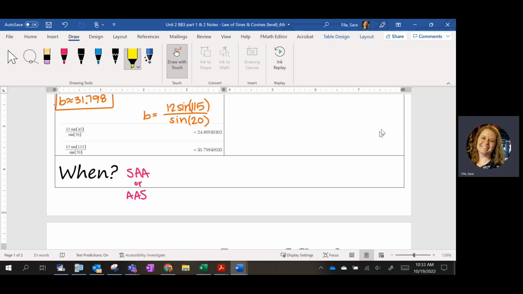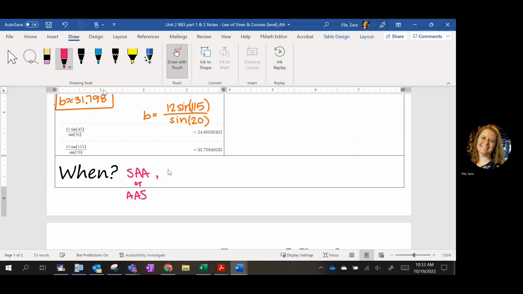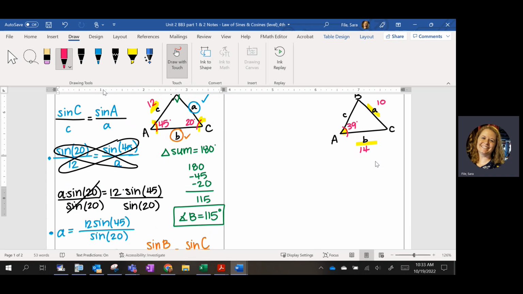So side, side, angle is another instance when we will use the law of sines, and I'm not going to write this one backwards. I don't want bad words on my paper. Good? All right, so let's go ahead and work this one.